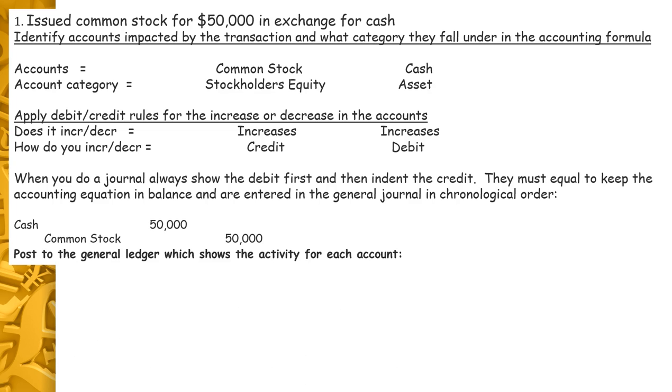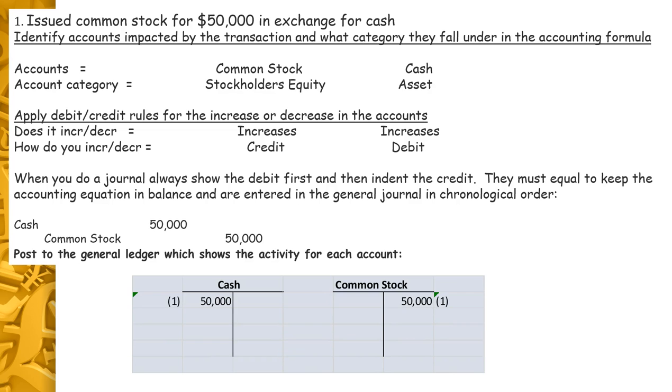Now, what would that look like when we posted it to the general ledger? Well, we'd show cash first. Normally you'll always reference the page and the date, because if you go to cash, you say, wait a minute, where did we get that 50,000? You want to be able to track it back to the general journal to see both sides of the entry. So this is what it looks like posted.